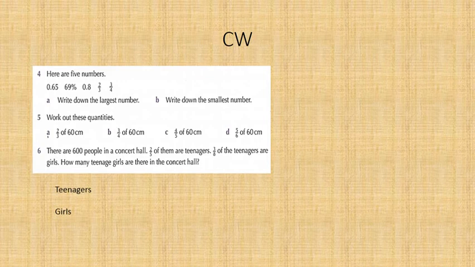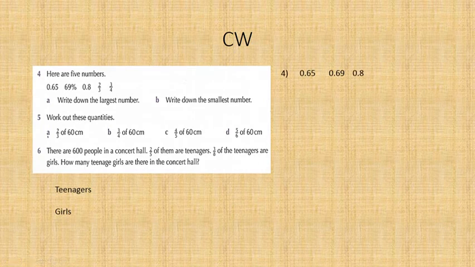Okay, so question number 4 here. Here are 5 numbers: 0.65, 69%, 0.8, 2 over 3, and 3 over 4. I need to write down the largest number. So first, I have to make them the same form to be able to compare them. So I just made them decimals. 0.65, it's decimal already. After that, 0.69, because I changed this percentage into decimal. And after that, 0.8, it's decimal form already.